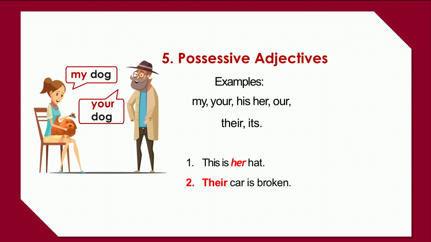Now let's talk about possessive adjectives. They are used to show possession. They are my, your, his, her, our, their, and its. In examples, this is her hat. Their car is broken.